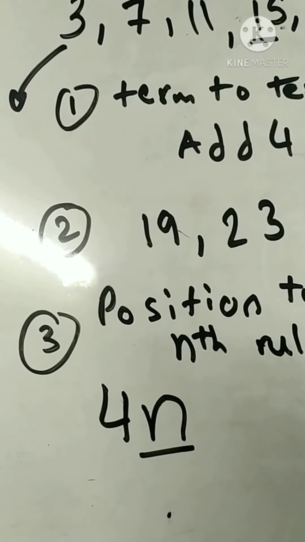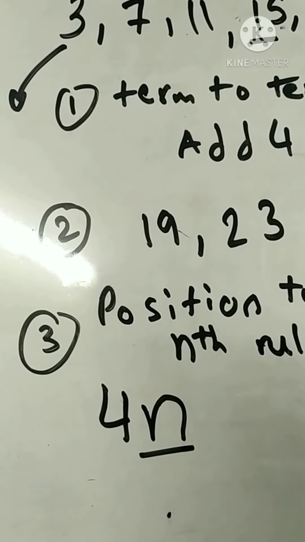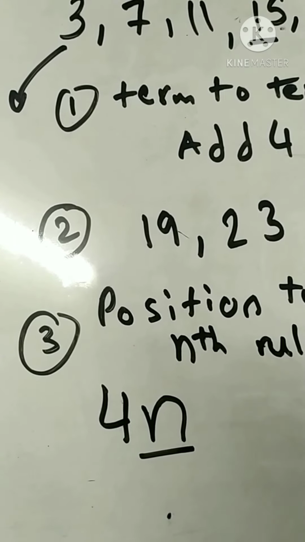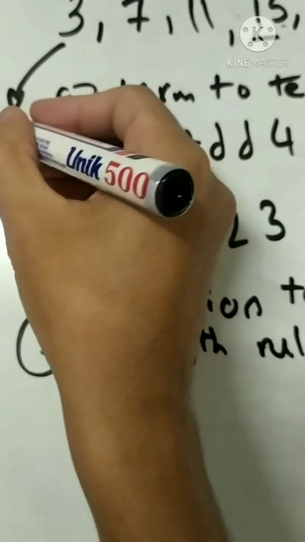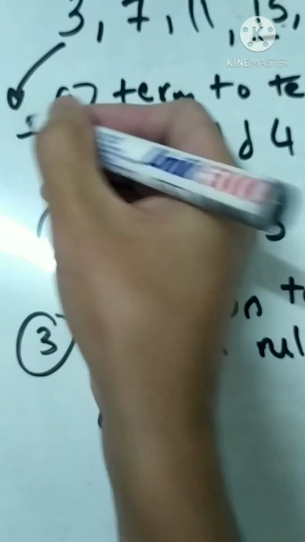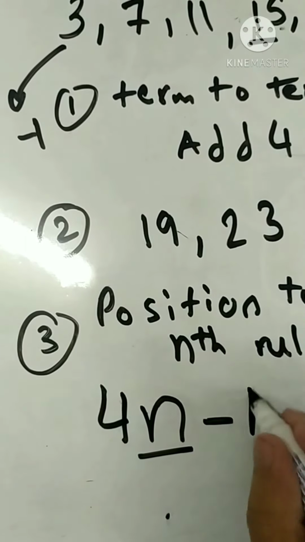So I'm asking you if there is a term before 3. There is no term here before 3, but this is a virtual question. If there is a term before 3, this term is going to be what? It's going to be negative 1. Because it's negative, we are going to put a minus here.